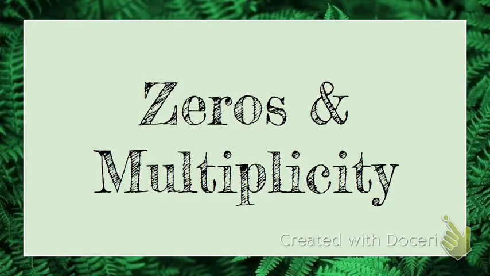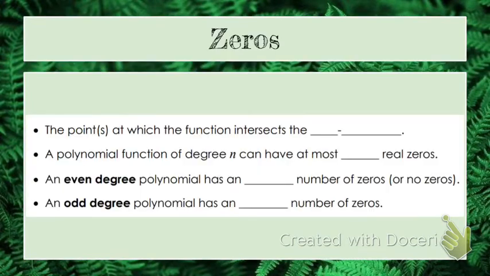Today's video is going to talk about zeros and multiplicity. A zero is the point or points at which a function intersects the x-axis. We've talked about these before when we talked about quadratic functions, and how whenever you solve a quadratic function, you're actually finding the x-intercepts. That's what zeros are, and that goes for all polynomial functions, not just quadratic functions. So a zero is where it intersects the x-axis.